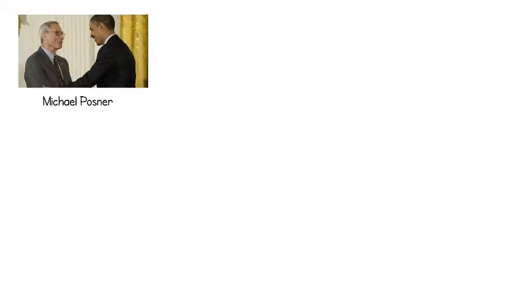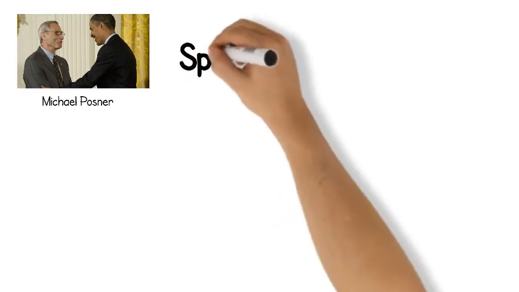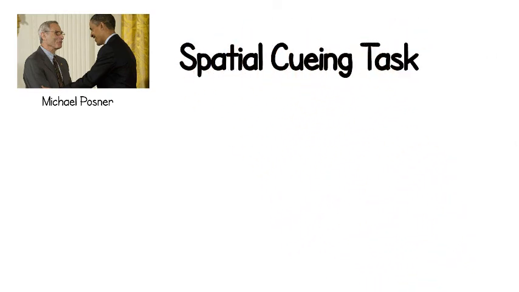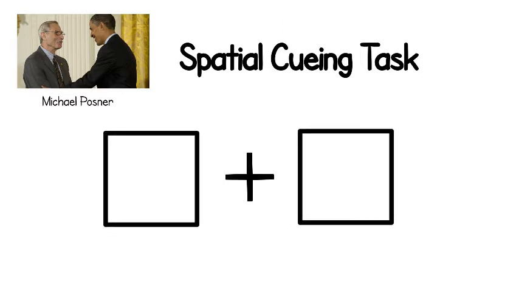Well, Michael Posner had the same question and thus created the spatial cueing task. He wanted to investigate the effects of covert attention in response to different pre-cueing conditions. In this task, subjects were told to fixate on a central cross in between two boxes. While fixating on the cross, a cue was presented. After the cue disappeared, a stimulus was presented in one of the boxes, and the subject had to respond to the stimulus depending on which box it was in.